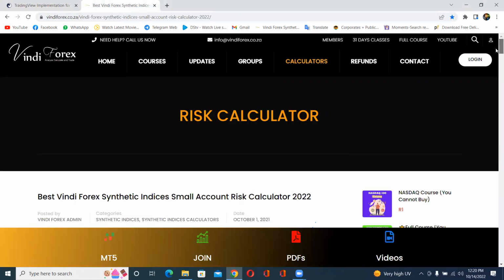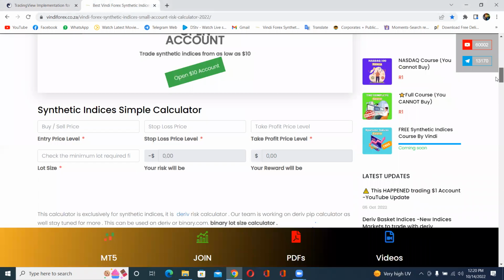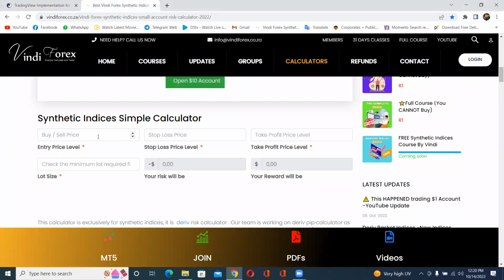I still don't understand how to put the money into your account. Oh, I'll show you that. So my entry level will be on 5,397.52 and my stop loss is on 5,362.28. I write it like this.